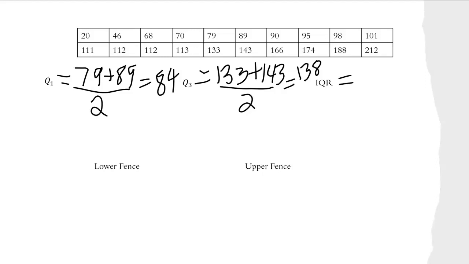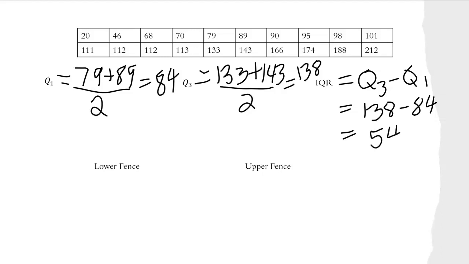So now recall that the interquartile range is Q3 minus Q1. So that's going to be 138 minus 84, which is 54. So our IQR, our interquartile range, is 54. Remember, that is the range of the middle half of the data. So that's the range from Q1 to Q3. So now we want to find our lower fence and our upper fence.